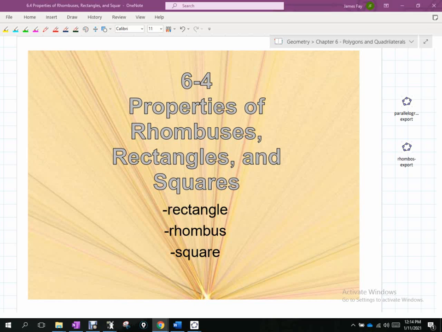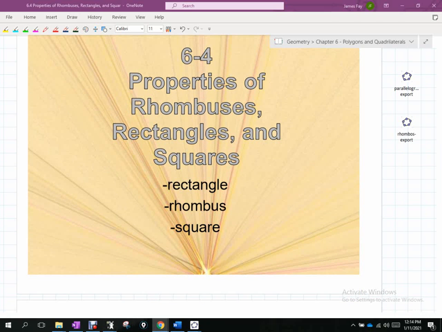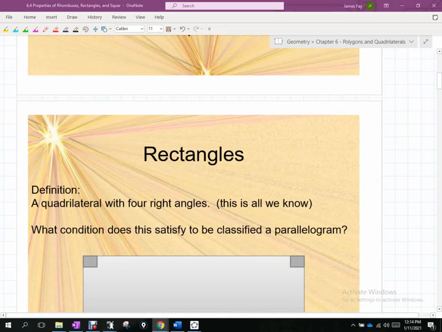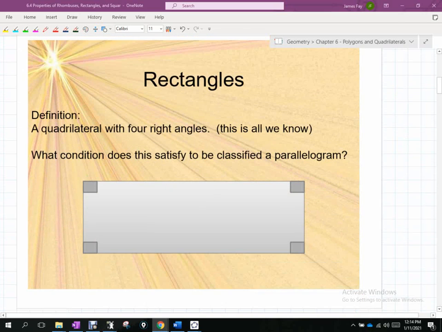So we're going to talk about these three shapes today and what makes them those three shapes. What makes a parallelogram qualify to be a rectangle? What makes it qualify to be a rhombus? And what makes it qualify to be a square? These are a lot of times called special parallelograms. We're going to start all of these with the definition, and then we will work through what the unique properties are for that shape that make it not just a parallelogram, but a rectangle.